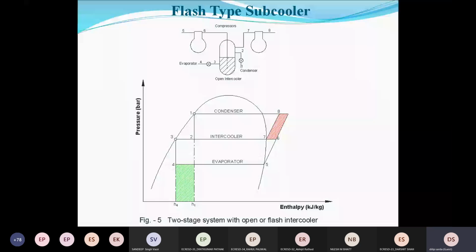If we had not done this, then you can see if we expand the liquid refrigerant from 1 to this pressure, we may get this much additional flash vapor. That means the compressor is required to handle this much additional flash vapor in the first stage. We have reduced that flash vapor and increased our efficiency.